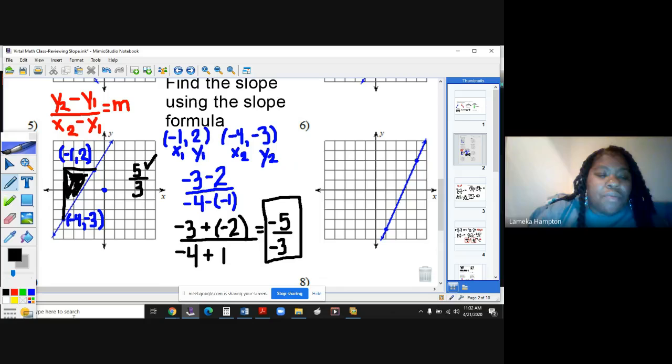But if I wanted to prove that this was also my slope, and I'm going to switch colors here to green. So remember when I said earlier that it really doesn't matter which point you use as your first set, because you'll still get the same answer. And that is still true. So what I'm going to do now is actually prove that to you.